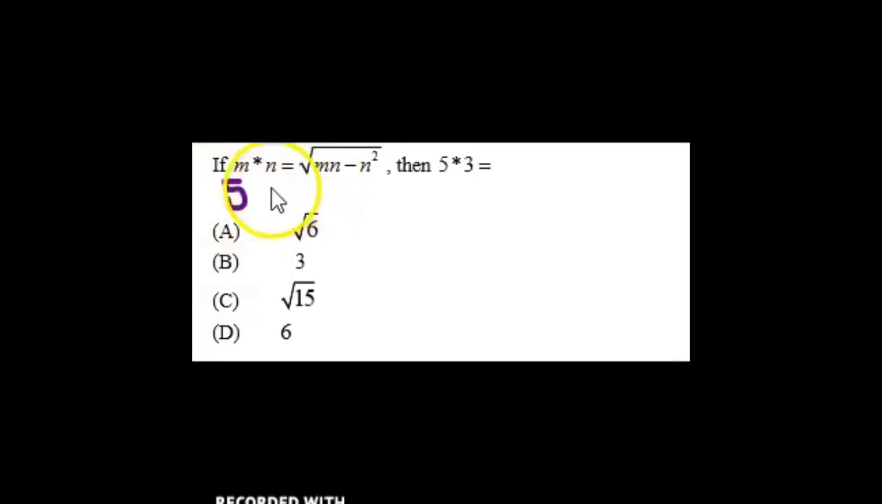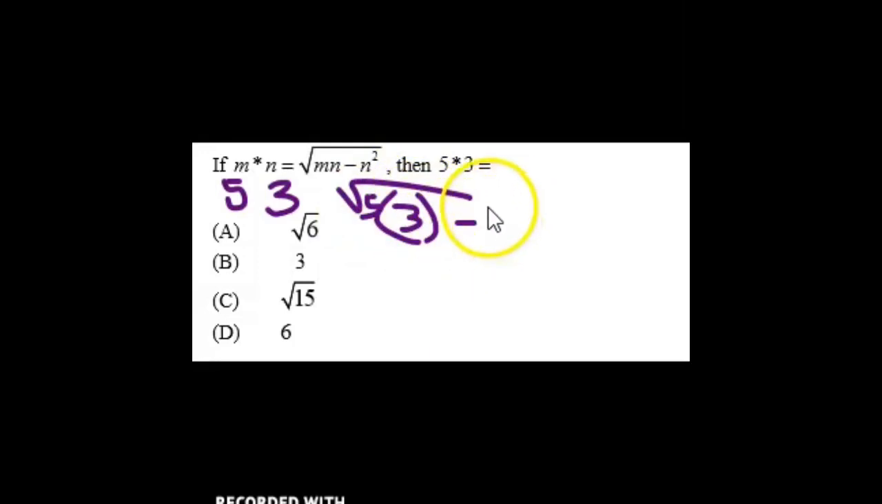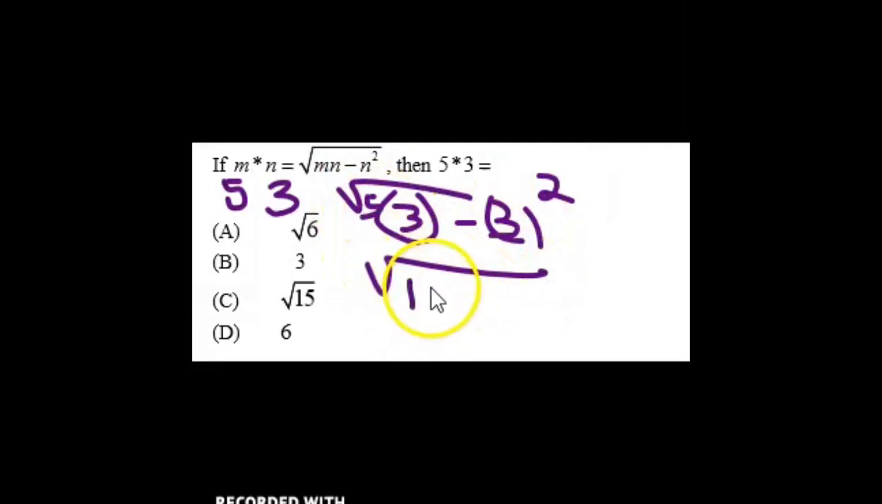Wherever we see n, we're going to put 3. So here we have square root of m, which is 5, in bracket, we're going to put 3 because n is 3, and we have minus 3 squared. So here we have 3 5's, 15, 3 3's 9, and 9 from 15 would be left with 6. So the answer would have been A.